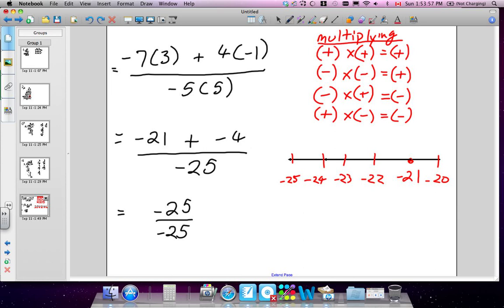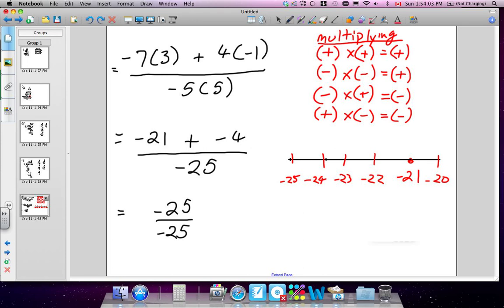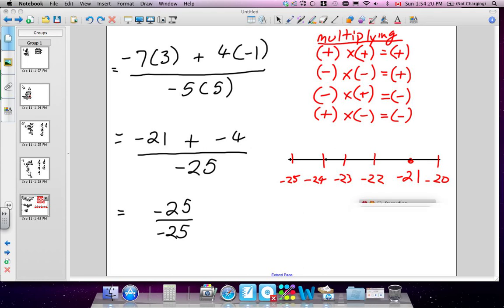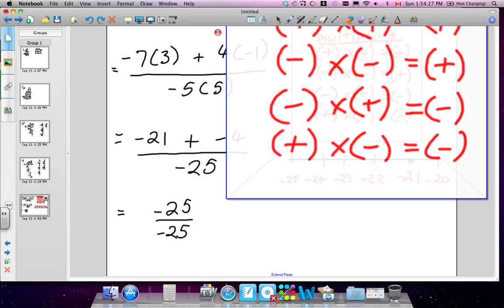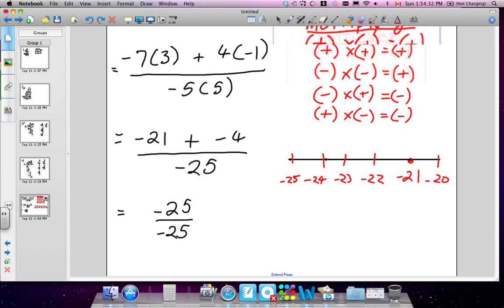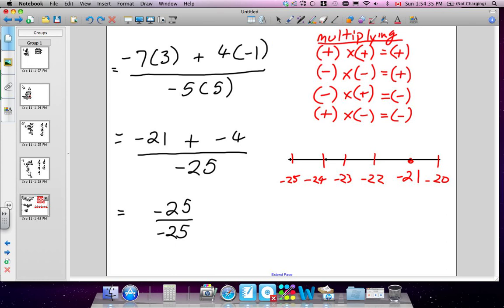Okay, and I'm almost done. I still have one more step. These rules we did before with multiplying also apply to division, and we just so happen to be dividing these numbers. So I have a negative divided by a negative. What are our rules? A negative divided by a negative equals a positive. So already we know our answer is going to be positive, so I don't have to write a sign in. Next, what is 25 divided by 25?